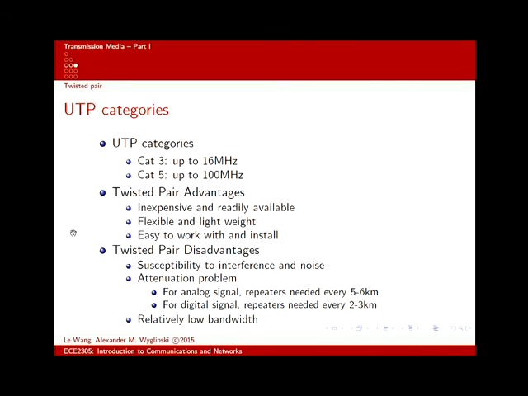So there are a few categories of UTP, Cat 3 and Cat 5. Most of the wire in our walls now and Ethernet is Cat 5. Cat 6 is a little bit more expensive, but you can buy it as well. And it supports up to 1,000 megahertz of bandwidth. There are a few disadvantages and advantages, especially things like attenuation in the case of twisted pair.